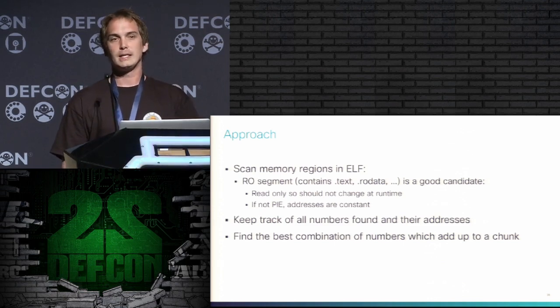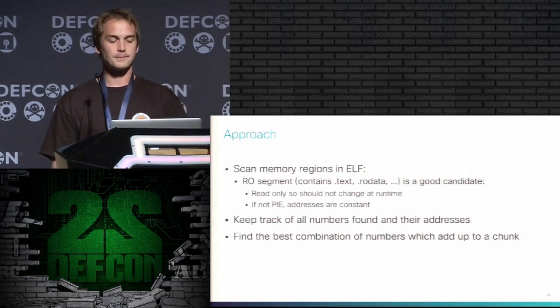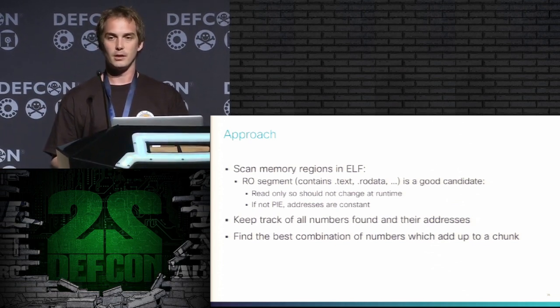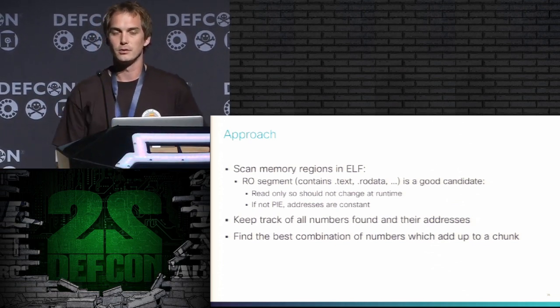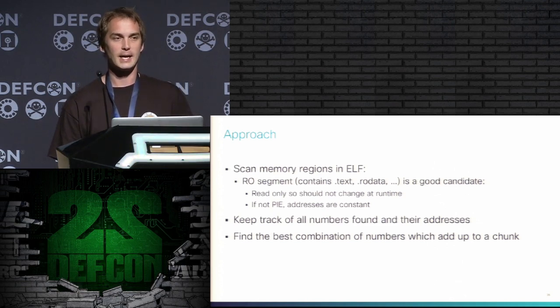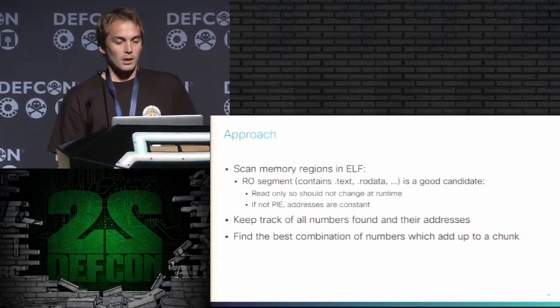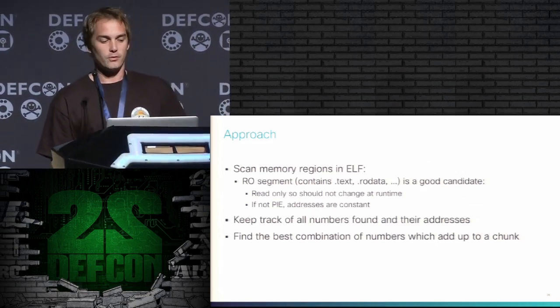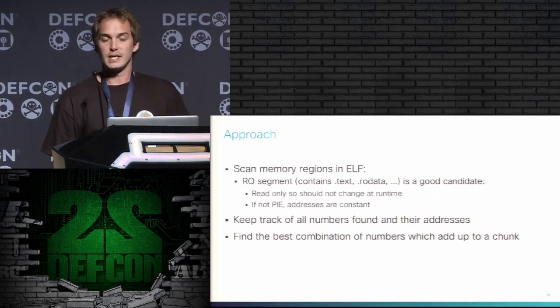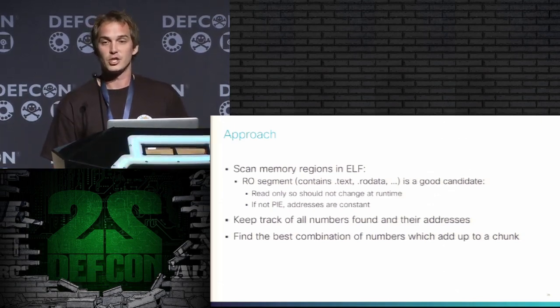So the approach is basically take a file, take its read-only segment, and just scan it for numbers. Look at the beginning of it, see it as a number, shift it by 1 byte, see it as another number, shift it by 1 byte, and see it as another number. So you scan that whole segment, looking for a bunch of numbers. I decided to look in the read-only segment, because obviously you don't want those numbers to change at runtime.